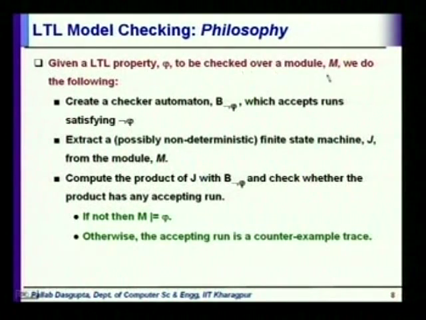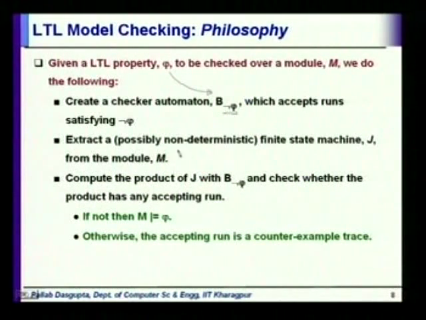Given an LTL property, phi, to be checked over a module M, we will do the following. We will transform this phi into a checker automaton. We will slowly understand what this means. This is a formal property written using LTL. You remember LTL with the operators always, eventually, until, etc. We will transform the property into a checker automaton. The checker automaton will not be for phi, it will be for not of phi. It accepts runs which satisfy not phi. In the last class, we discussed what is meant by acceptance of a run by an automaton.